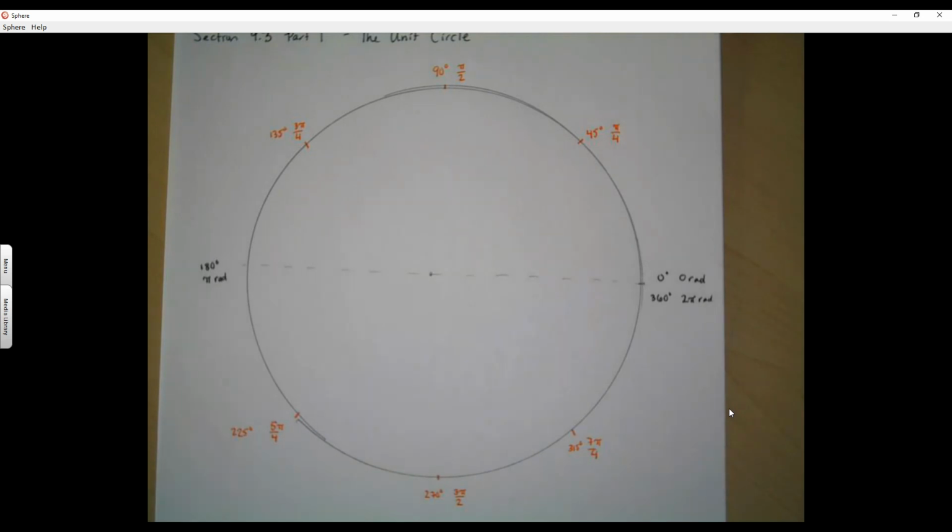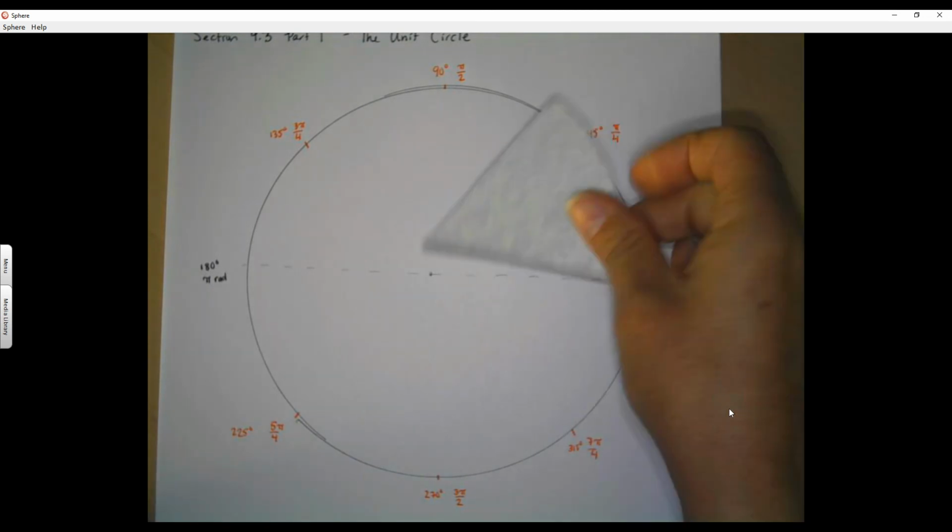But that's not the only useful fraction of pi on our unit circle. So let's take a look at another one.